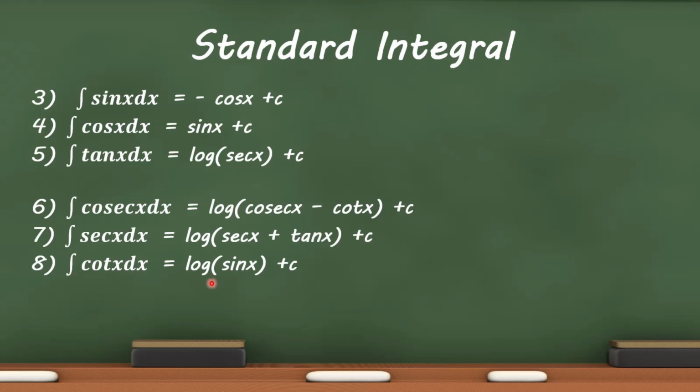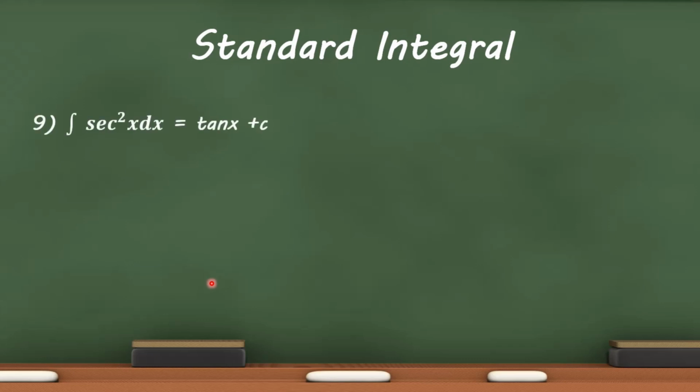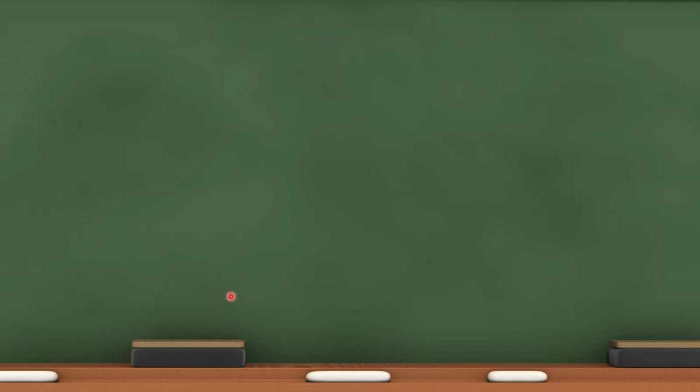And remember the identities which are applicable. Then prepare also integration of sec square x, which is equal to tan x. Integration of cosec square x equals minus cot x plus constant c. Integration of sec x tan x equals sec x plus c. Integration of cosec x cot x equals minus cosec x plus c. In this pattern, you can find integration of these functions.